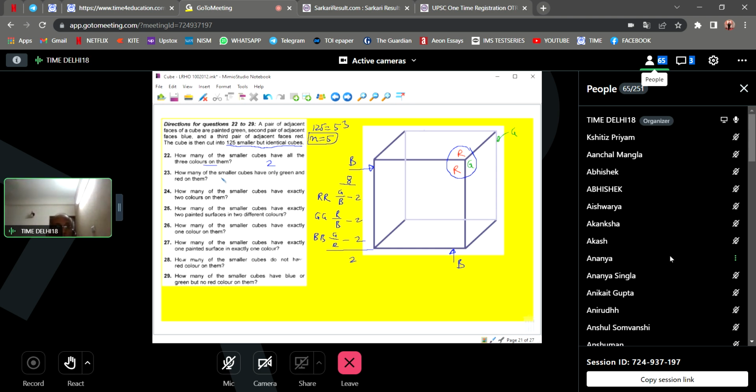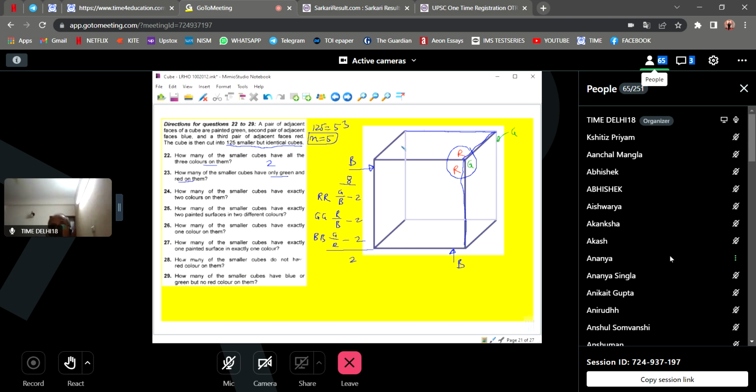How many of the smaller cubes have only green and red on them? Only green and red कहाँ पे आएगा? जहां पे green और red मिल रहे हैं. ये red ऊपर है, green back पे है, तो ये वाला green और red मिल रहा है. Red and green are going to be on this edge. Red and green are not going to be on any other edge.